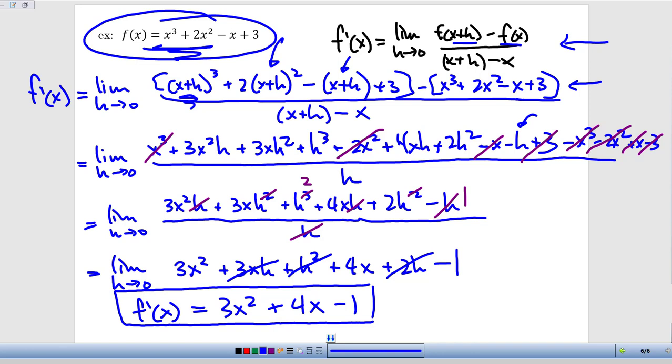So if you can get through a cubic function like this, you can get through just about anything that I'm going to throw at you. So congratulations.